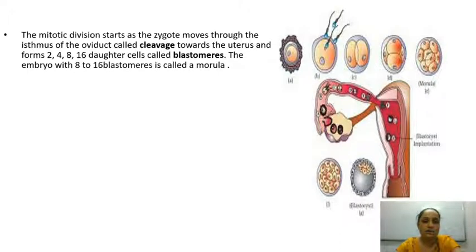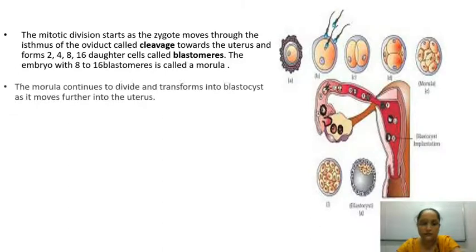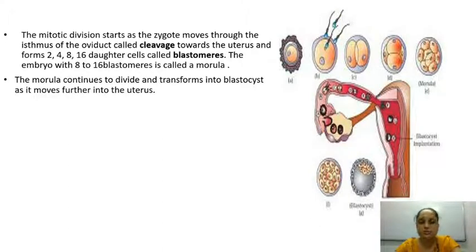Okay, the embryo with 8 to 16 blastomeres is called morula. It looks like a mulberry. That is the reason it is known as the morula. It got the name from that. The morula continues to divide. See, 8 to 16 cells only will be termed as morula. Remember this point. And after that, the division will continue and the transformation into the blastocyst happens as it moves further into the uterus.